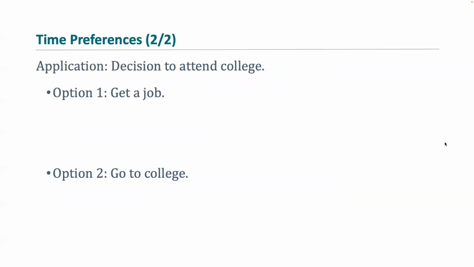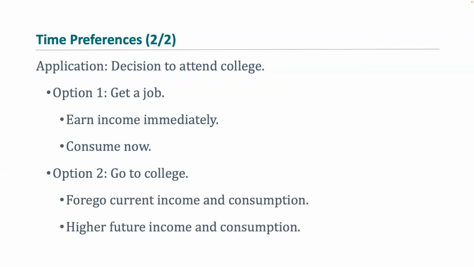So here's an example. If you're trying to decide if you should attend college, you basically have two choices in this scenario. We'll kind of narrow it down. Option one is to just go get a job, and option two is to go to college. Well, with option one, you can earn income immediately and you're able to consume now because you have that money that you've earned. You're able to go out and buy things. With option two of going to college, you do have to forego current income that you could be making by working, as well as that consumption that you could enjoy right now.